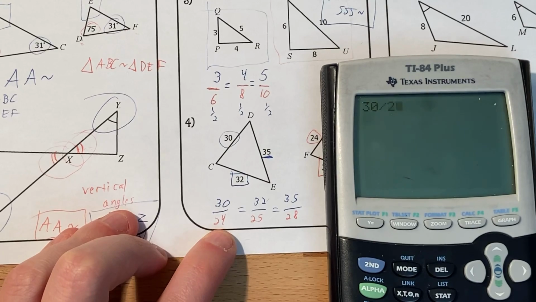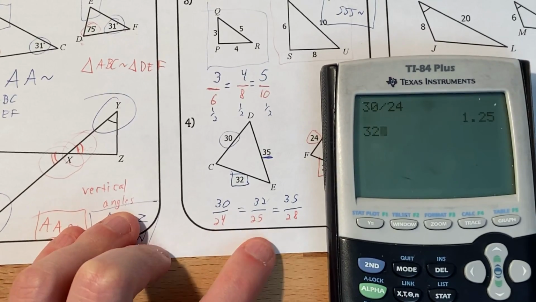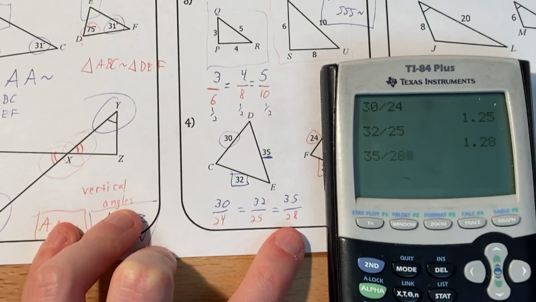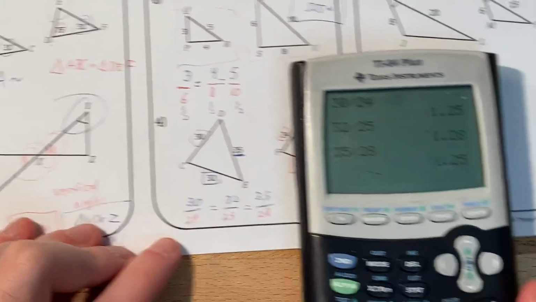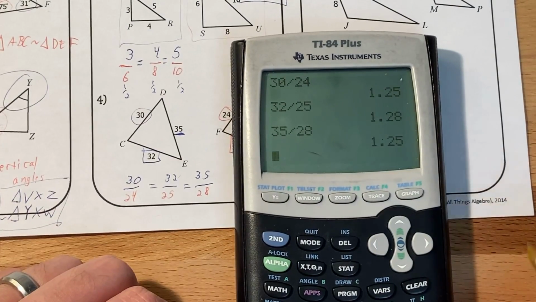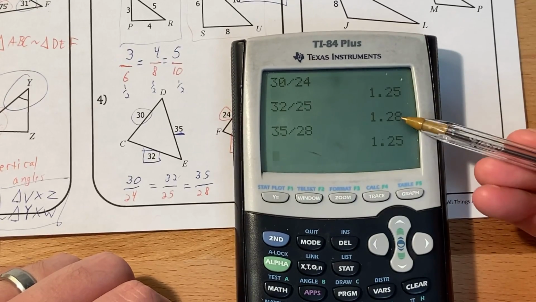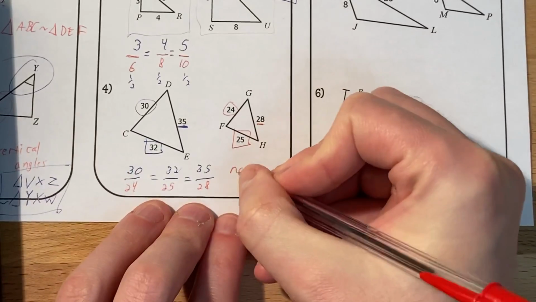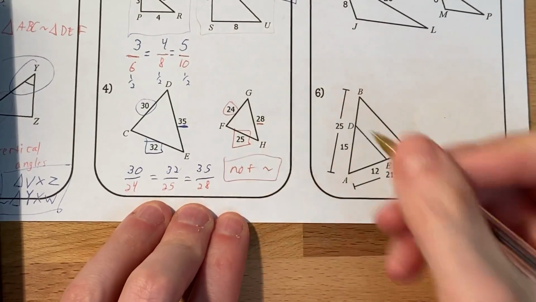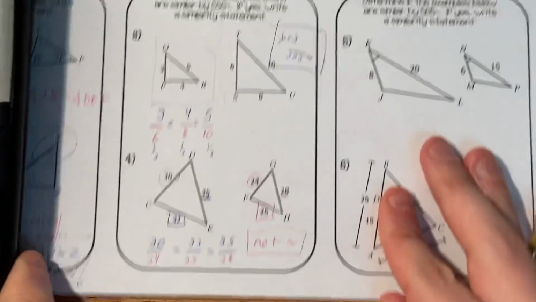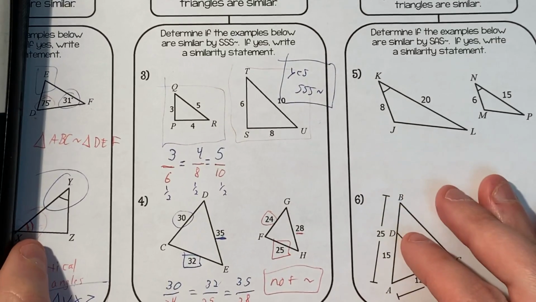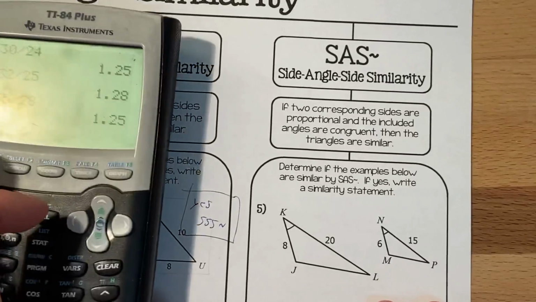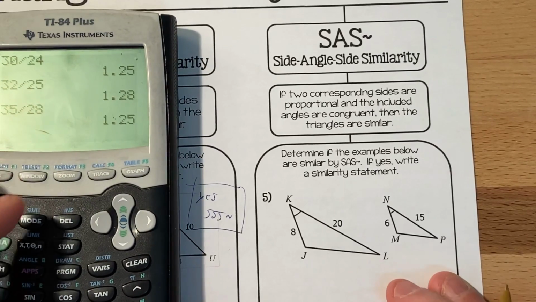30 over 24, 32 over 25, 35 over 28. So the question is, are they all the same? The answer, no. This one is an 8, not a 5. They are not all the same, so these are not similar. Not similar. And that's it. Check all the sides are proportional. And they were not. Two of them were, but not all three. So no go.